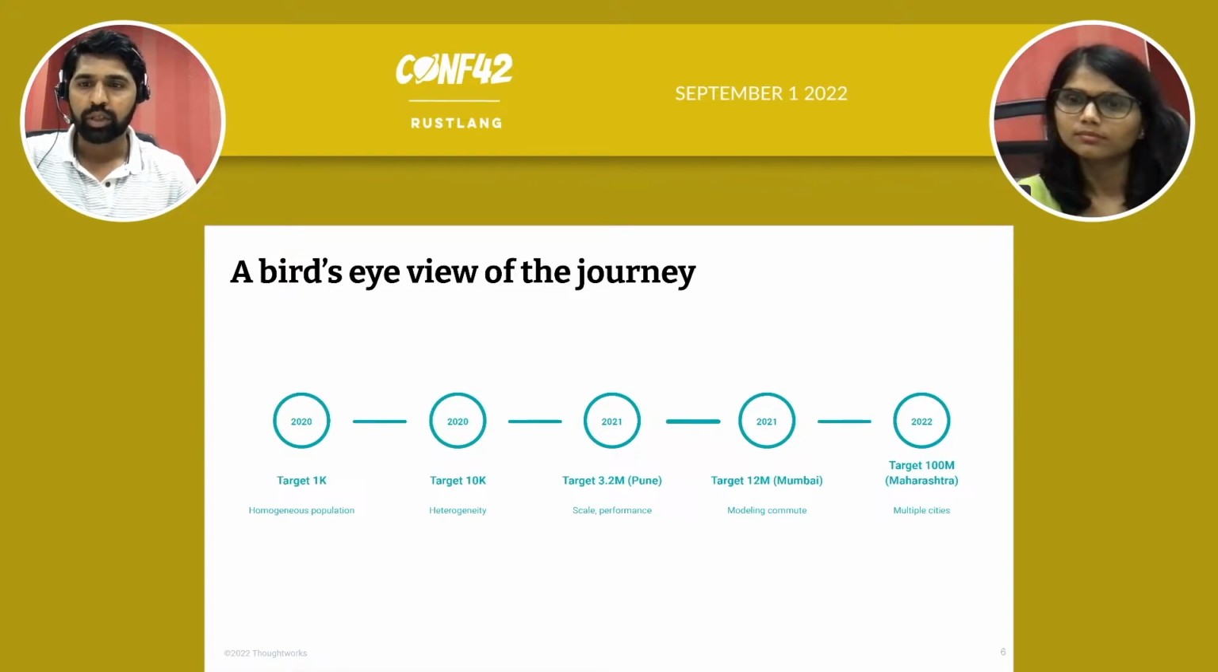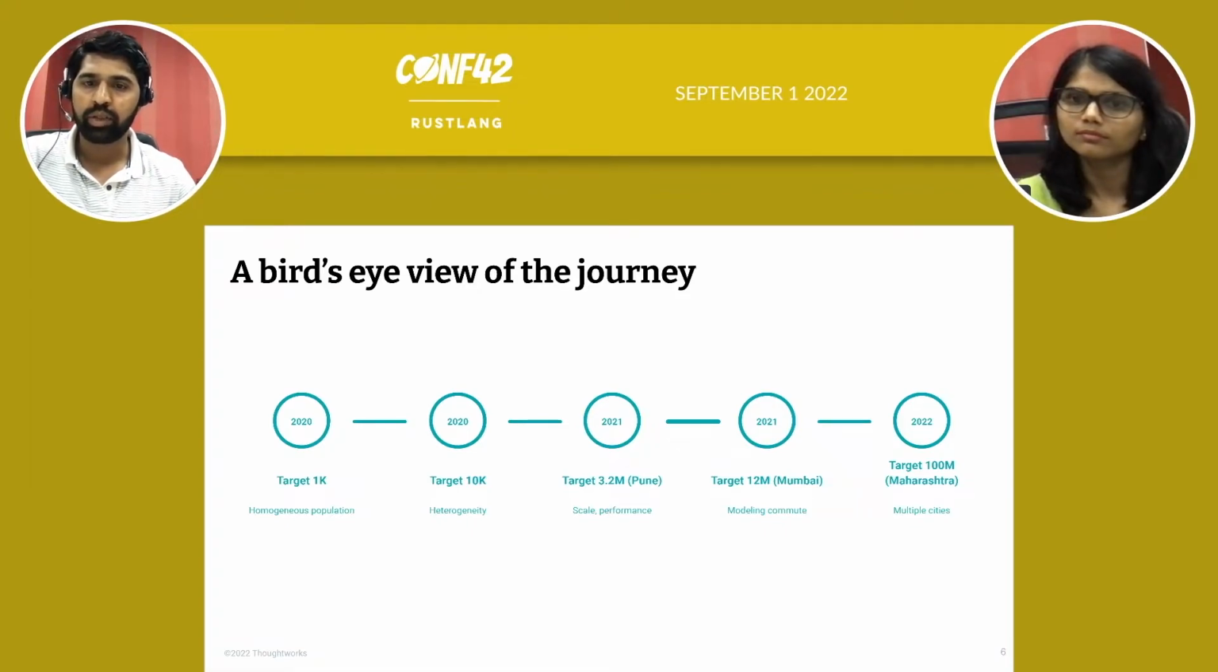So this is our journey. We started very simple. Initially, we started with 1,000 population. Every individual in this case was the same as any other person. Then slowly we moved to 10,000 individuals and we started bringing heterogeneity, in terms of the ways the individuals go to work. Not everyone in the society is working. There might be younger kids or elders who are staying at home.